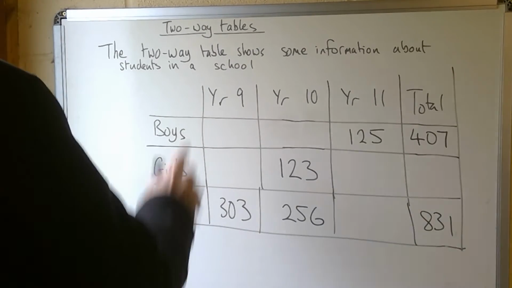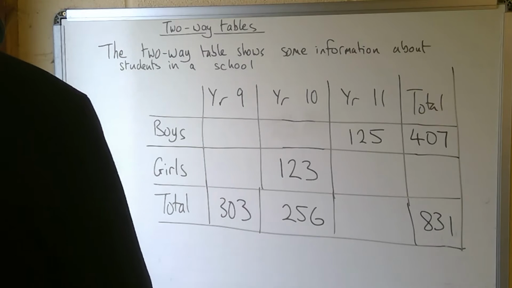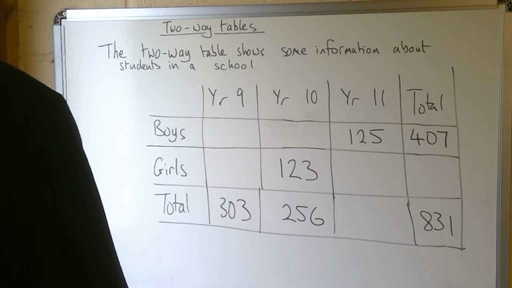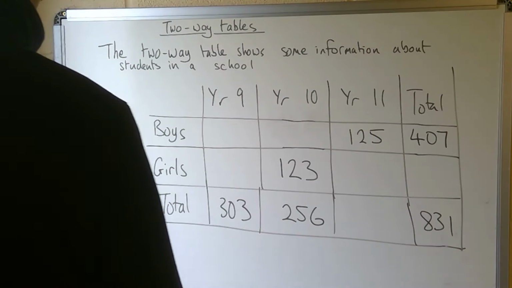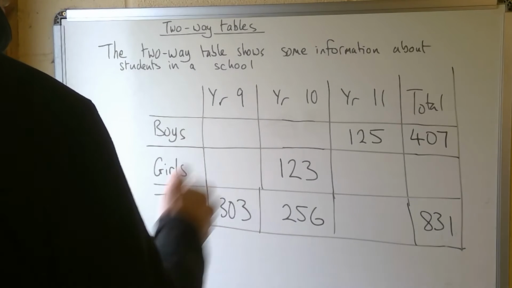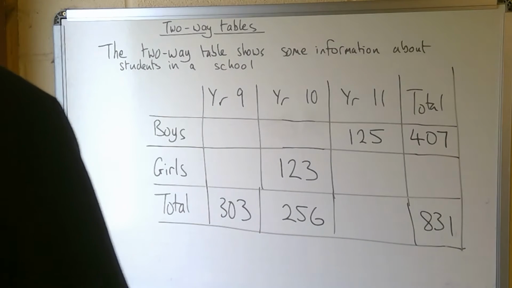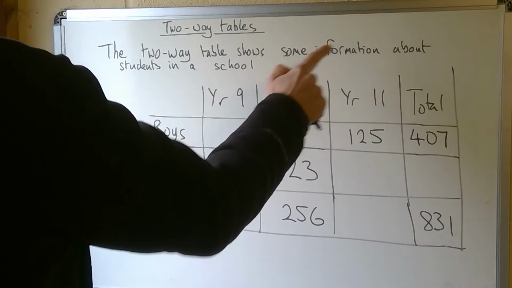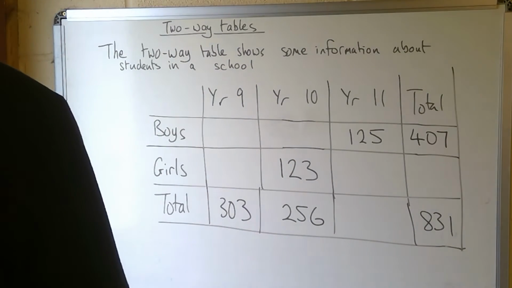Okay, today we're going to look at two-way tables. Two-way tables are a really nice way of organizing your data when each piece of data has two attributes to it. So this two-way table shows some information about students in a school.